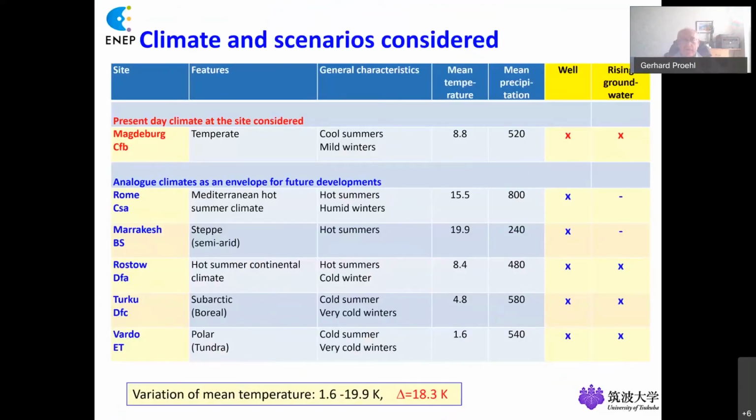Here is also, again, the climate and the scenarios considered. The red one is the current site, so the site you look at, and the blue are these analog sites, which represent an envelope for future developments. We assume the same scenarios for all sites, but the rising groundwater we assume only for the site we look at, for Magdeburg, and for Rostov, for the colder areas, for Rostov, for Turku and Vado, but not for the hot climates.